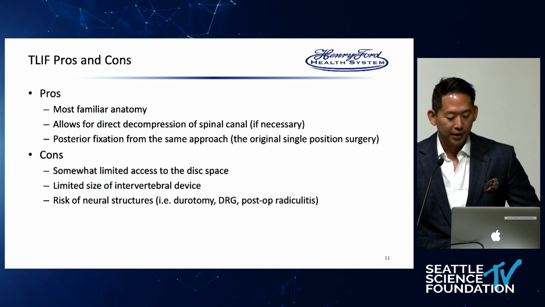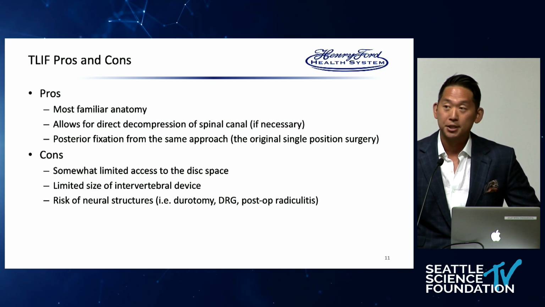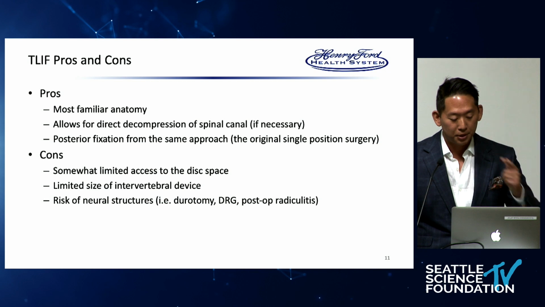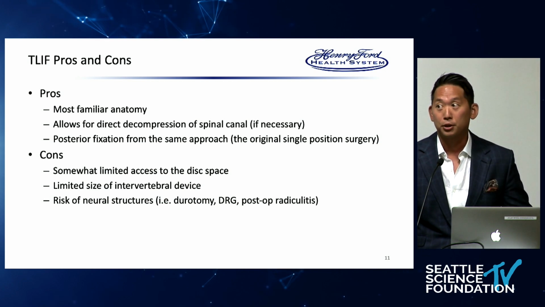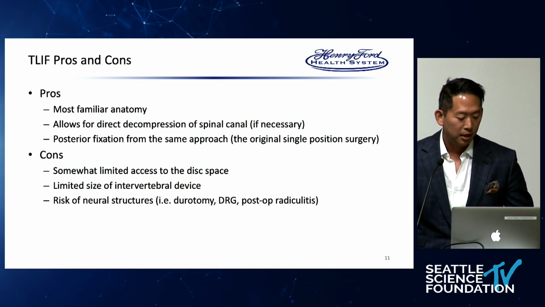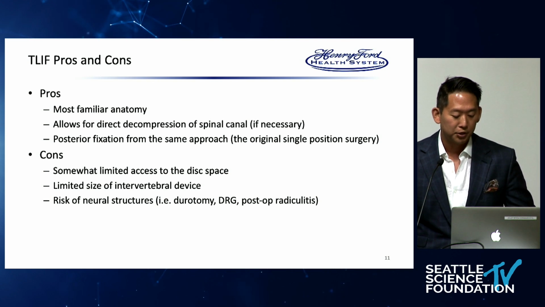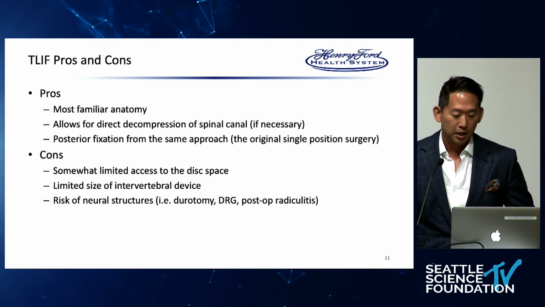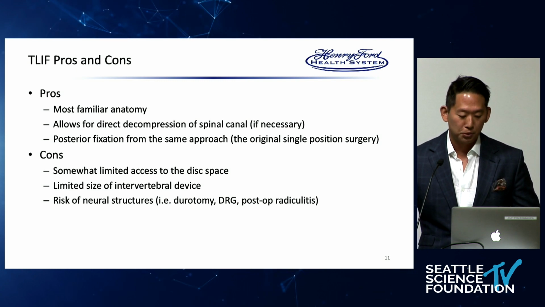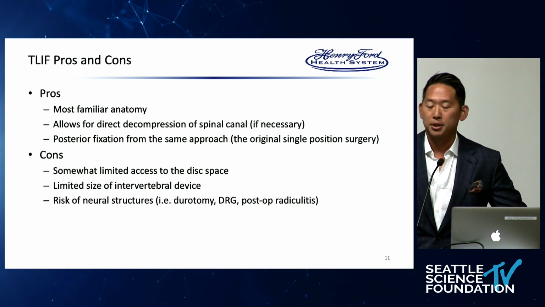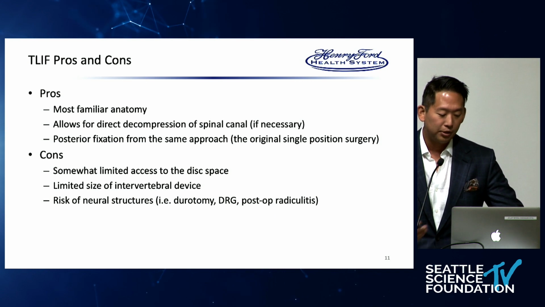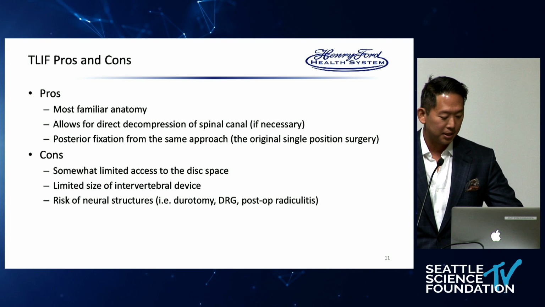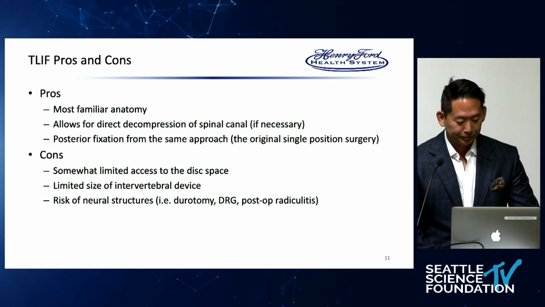What are the disadvantages? You do have somewhat limited access to the disc space, and you're constrained by the nerve roots. This can be especially difficult if you have a severe fractional curve that you're approaching from. In addition, you've got a limited size of the intervertebral device. And then, again, there's a risk to the neural structures: durotomy, injury to the dorsal root ganglion, and also post-op radiculitis, which I think happens to a lot of people, but it's not something that gets talked about a whole lot.